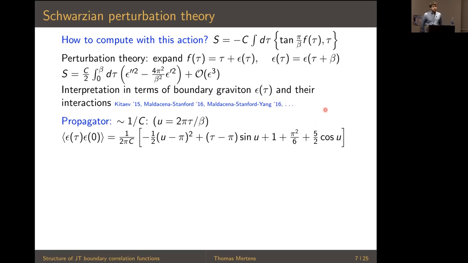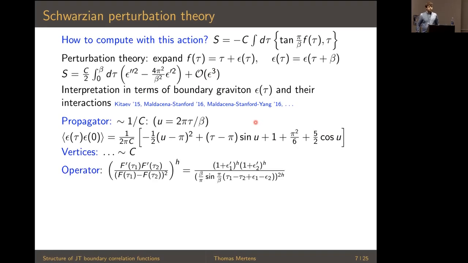Now, just to be a little bit more explicit, to sketch how a calculation like that would go: the first thing you do is you distill the propagator from this quadratic piece. The propagator scales as 1 over c. And I've just shown you here the explicit expression, which is relatively complicated. And then there are vertices, which I haven't written out explicitly here. Of course they come from these higher order terms and they all scale like c.